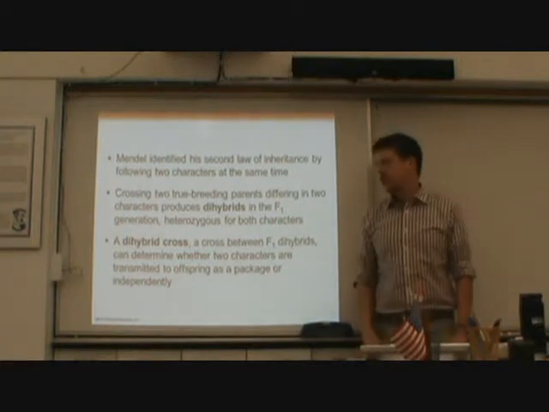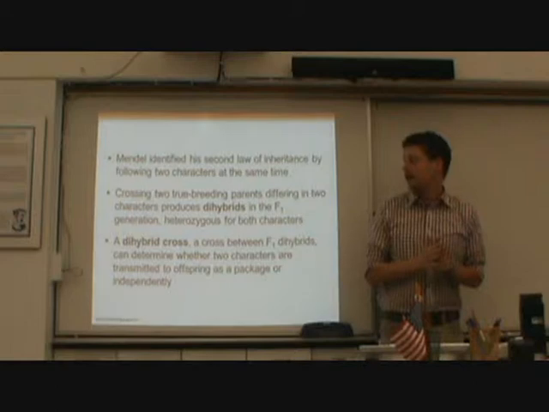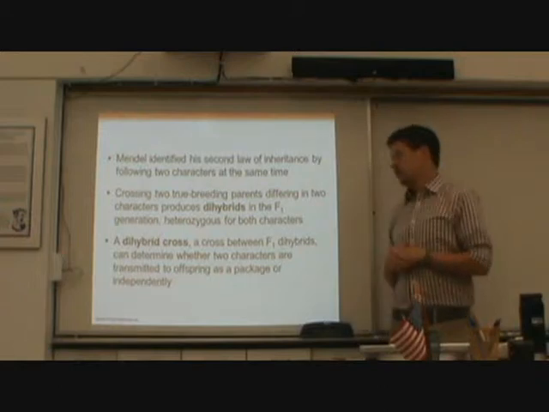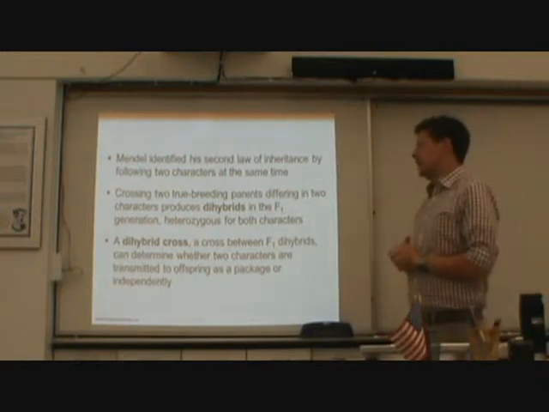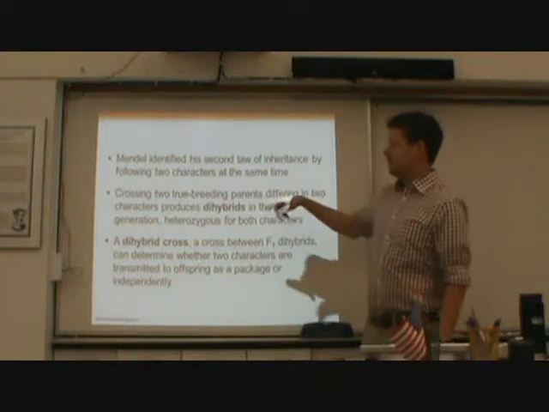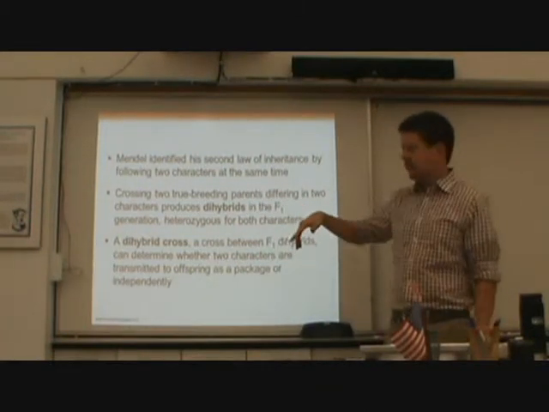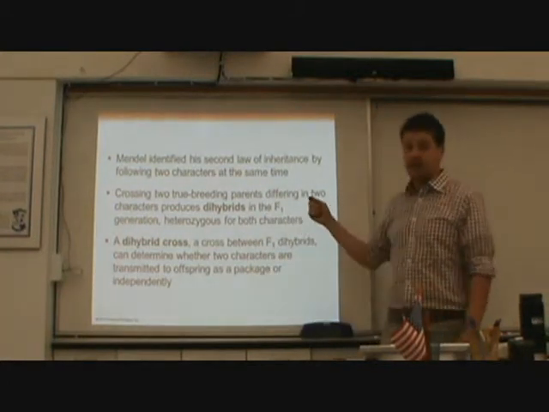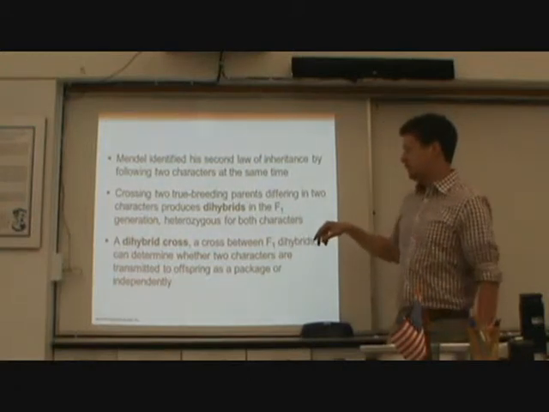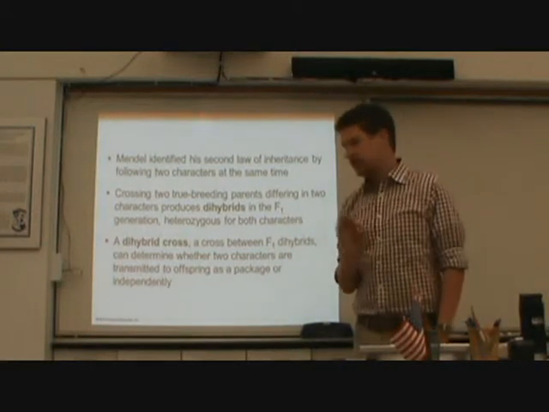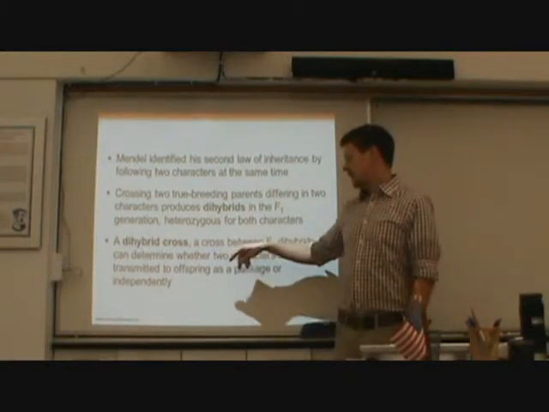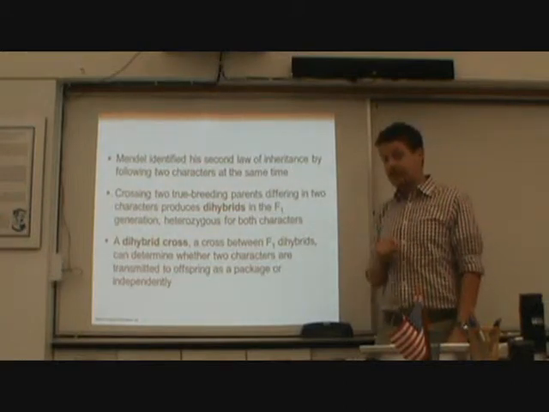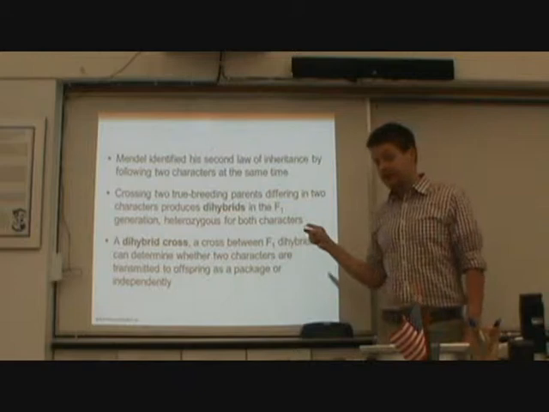But he had to come across the second law of inheritance by following two characters, which makes things a little bit more complicated. So he had to cross two true breeding parents for two different characters and produce dihybrids because it was two different characters. And those were heterozygous for both of those characters. So a dihybrid, and of course, if they're heterozygous for both of those characters, that means that the phenotype that they're going to be showing is the dominant phenotype.